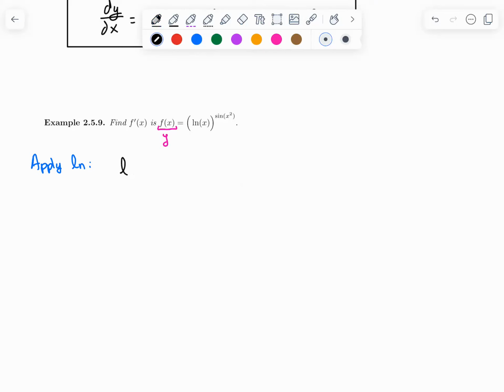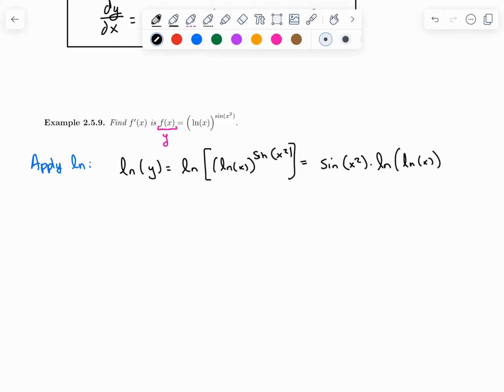So natural log of y is equal to natural log of the bracket natural log of x to the sine of x squared, which we will just rewrite as sine of x squared times natural log of x. That's okay. It's weird, I know, but natural log can be put inside a natural log. You could have natural log of natural log of natural log. Who cares? You do it as many times as you want.